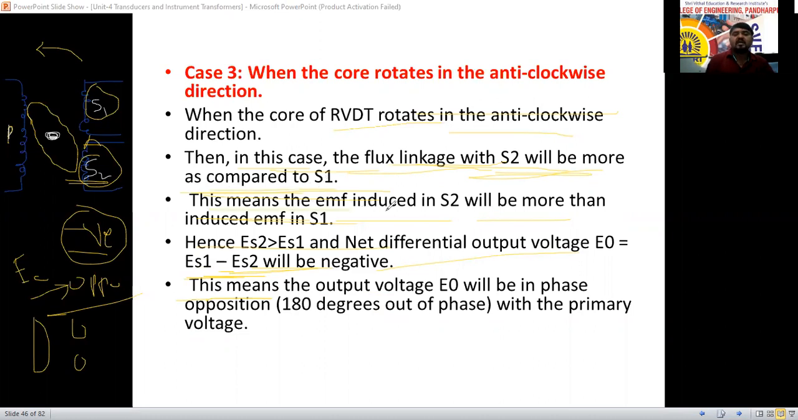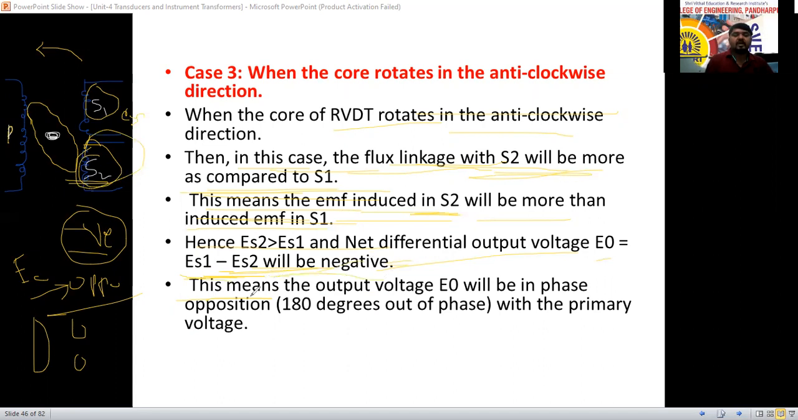This means that the EMF induced in S2 will be more than the EMF induced in S1. So the EMF induced in S1 is less than the EMF induced in S2. We know the formula, E naught equals ES1 minus ES2. Since ES2 is greater than ES1, the output will be negative here.